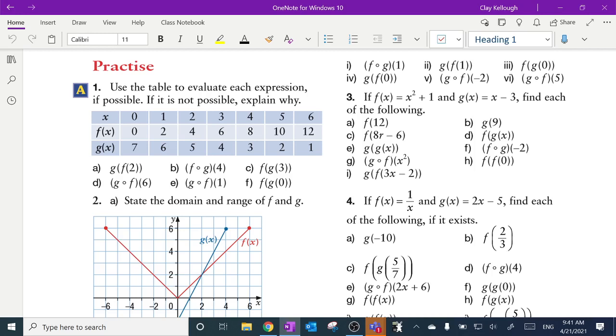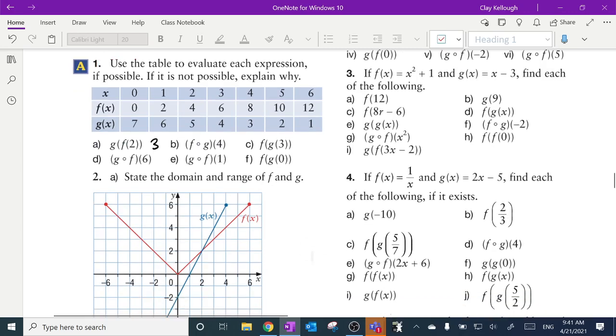How do you do 1A? I would like to know what g of f of 2 is. So I look at this chart and I go, okay, so f of 2. F of 0 is 0, f of 1 is 2, f of 2 is 4. So if f of 2 is 4, I want g of 4. So now I go into the g of x column until I get the input of 4, and the final answer there is 3. Everybody get how I got that? So that's how you do the rest of number 1.